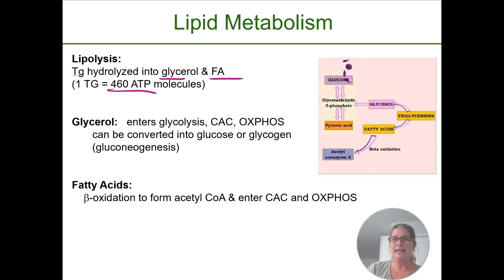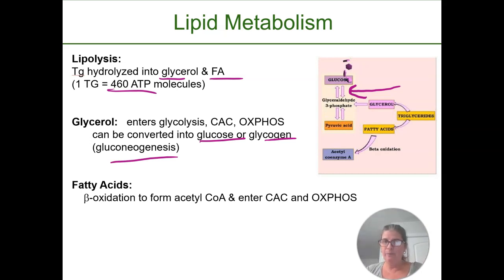So when it's broken down, glycerol just goes right into what we just did. It goes into glycolysis. It goes right through the citric acid cycle. Works just like a carb. In fact, remember, you can even convert it to carb. Your liver will convert it into that for storage.